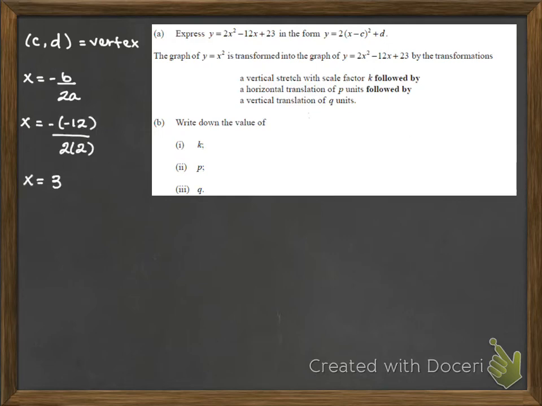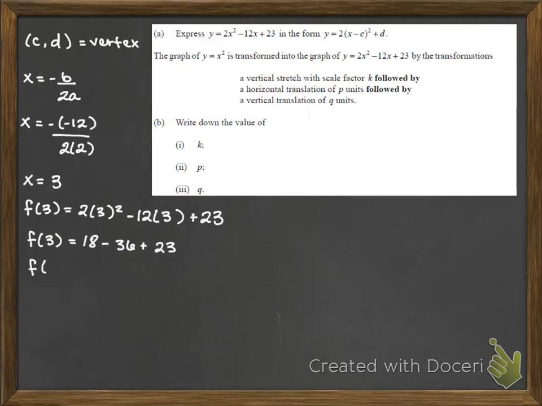So negative times -12 divided by 2 times 2 gives us positive 12 divided by 4. So x equals 3. So that's going to be the x value of our vertex. The y value we will find by plugging 3 into our original function in standard form. So 2 times 3 squared minus 12 times 3 plus 23. Calculate that out, and we get f of 3 equal to 5. So 5 will be the y value of our vertex, or in this case, c and d.